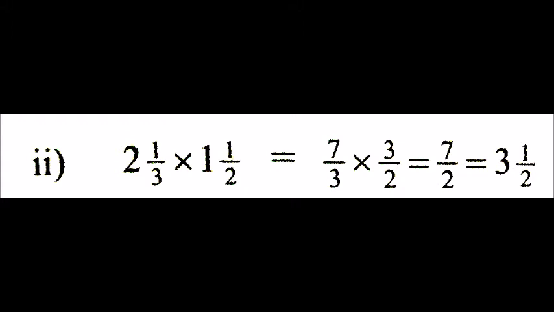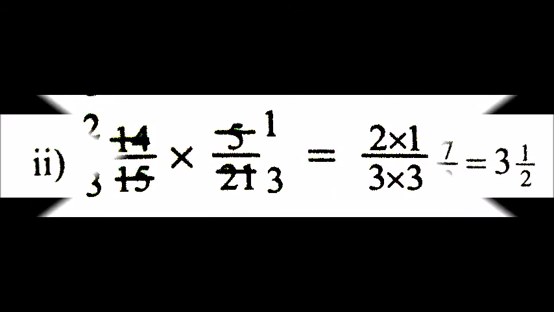It's an improper fraction, so you change it to a mixed fraction. So 2 goes into 7 3 times, 2 times 3 is 6, remember 1 over 2.